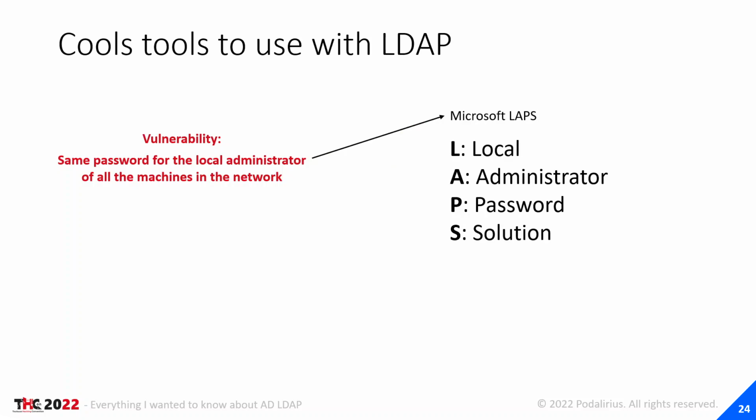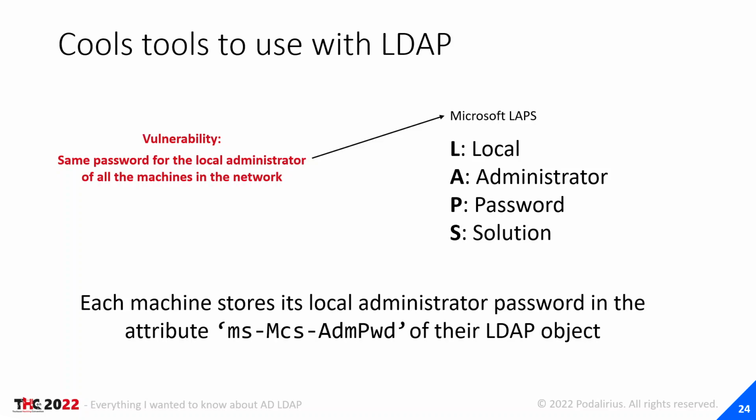which allows you to set random passwords for the local administrators of all the machines. And these passwords will be changed, for example, every week, and they will be stored inside the LDAP in a specific attribute called ms-Mcs-AdmPwd of the LDAP object. Of course, this attribute is not public. You need to be domain administrator to see these attributes, or else any user could have access to any machine, and it would be a huge problem.